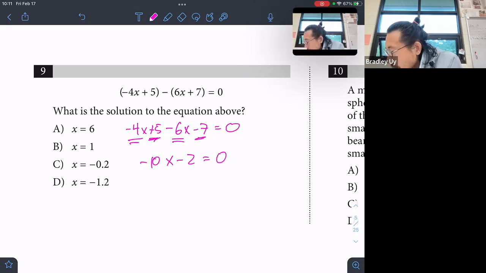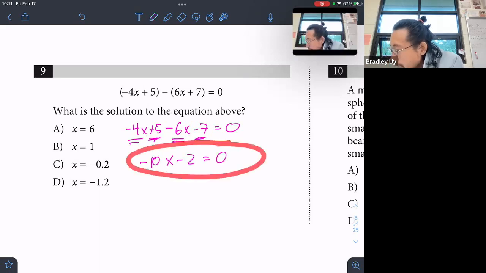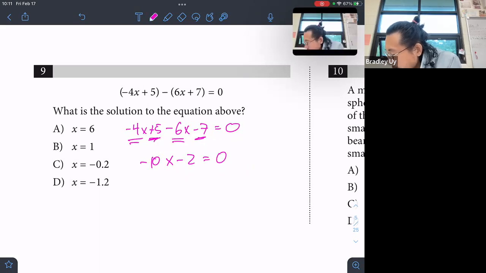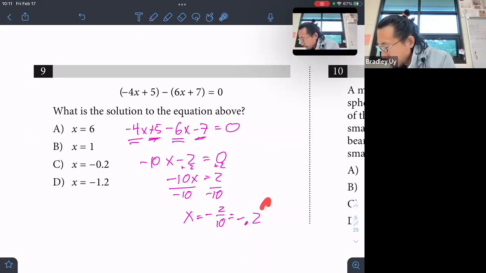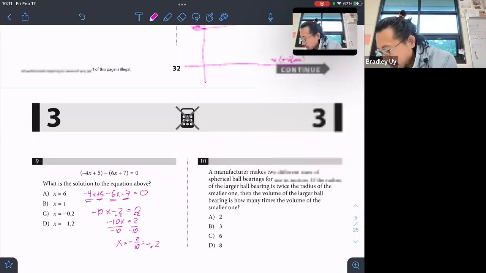And now this probably looks a lot simpler to our eyes, and we're just going to go ahead and solve that, get x variables to one side, numbers to the other. So we have negative 10x equals 2 after you add 2 to both sides. And we're going to divide both sides by negative 10. And you have an answer of x equals negative 2/10, which is negative 0.2. That's exactly how we'd say that. And so the right answer choice is C.